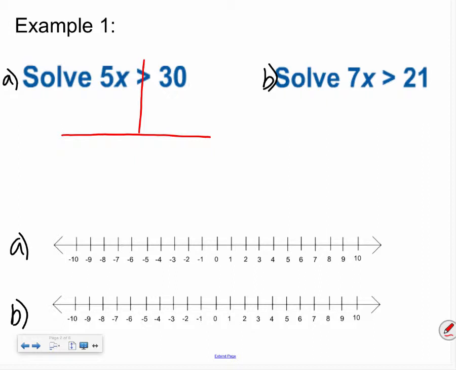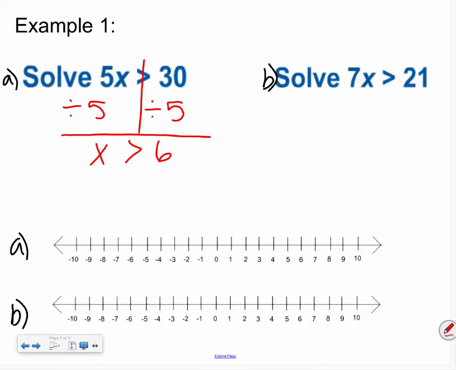If I have 5x, what operation am I doing there? I'm not saying an operation, that means it is multiplication. So we have 5x, multiplying 5 times x. How do we undo multiplication? We divide. So I'm going to divide this side by 5. And if I divide the left side by 5, that means I have to divide the right side by 5. So I'm left with x is greater than, what's 30 divided by 5? 6.